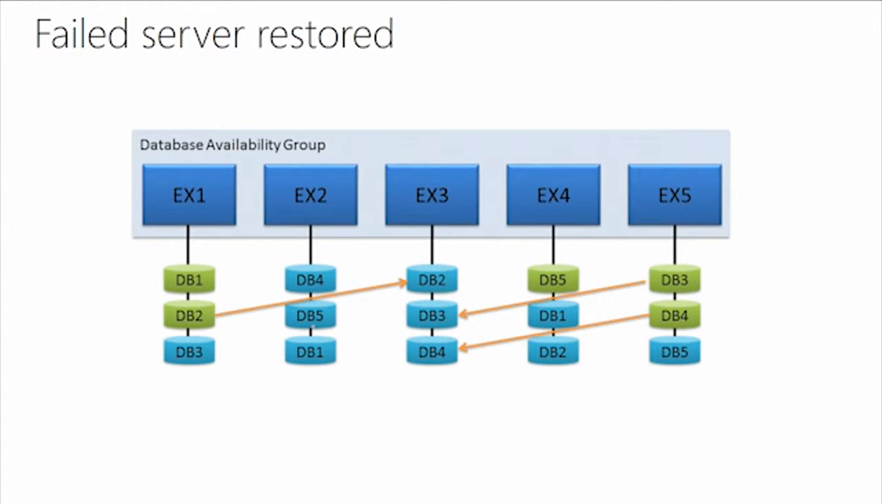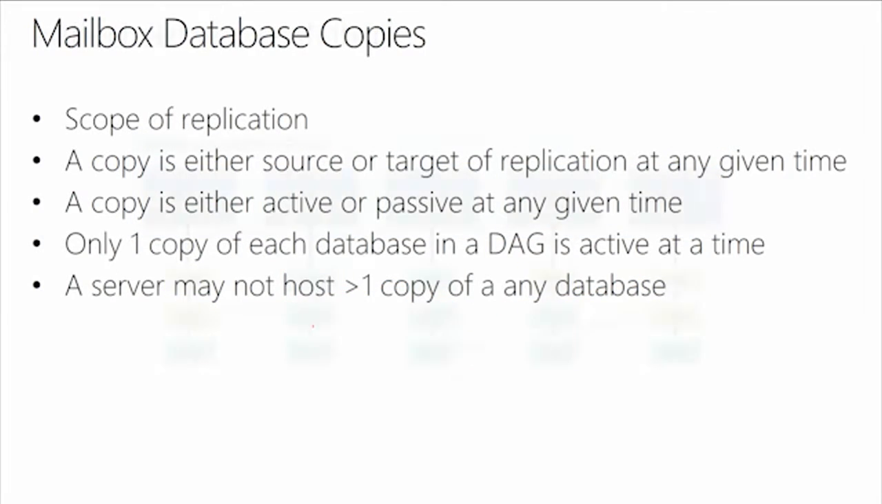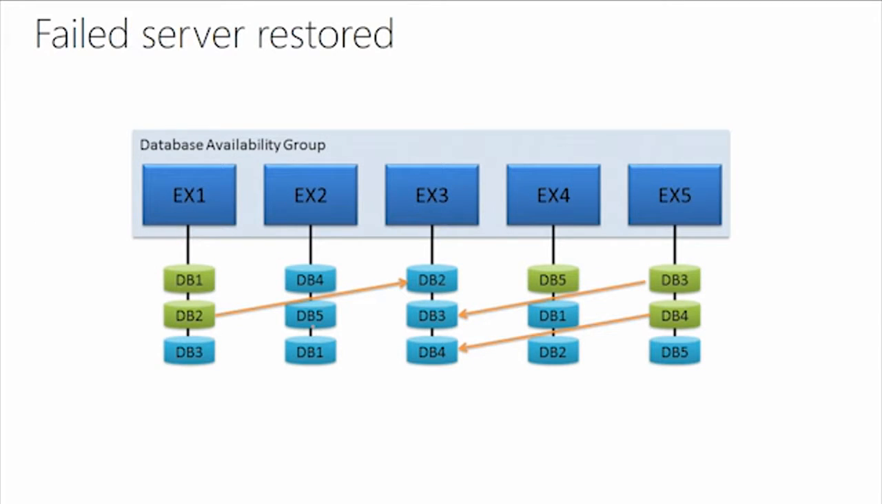Then once we fix our Exchange server as well, that went out of commission by accident, that will replicate as well and get up to date, so that all the databases are current. And then finally, we can fail the databases back to that server to make sure that those servers are serving users again. So it's a very simple concept to make sure that the servers are up to date all the time.